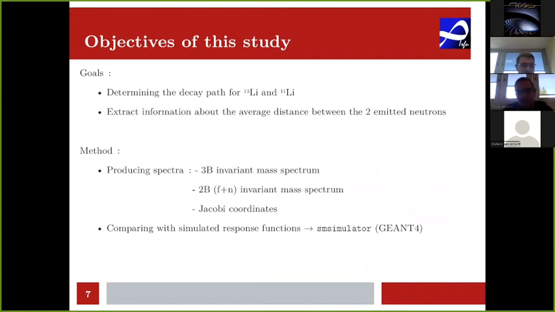So the goal here was to determine the decay path of both lithium-13 and lithium-11, and to try to extract information about the average neutron-neutron distance, which we will see is a key parameter for neutron-neutron correlations. And the method used is similar to the one I introduced before, so with 3-body and 2-body invariant mass and Jacobi coordinates. And we have compared them with simulated response functions of the detector produced with Geant4.